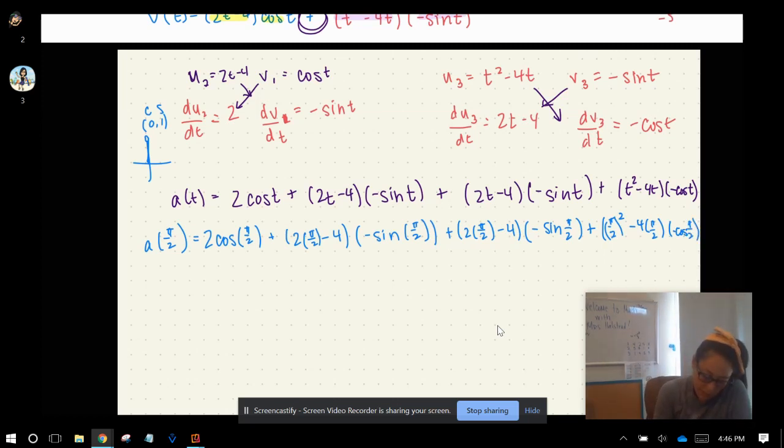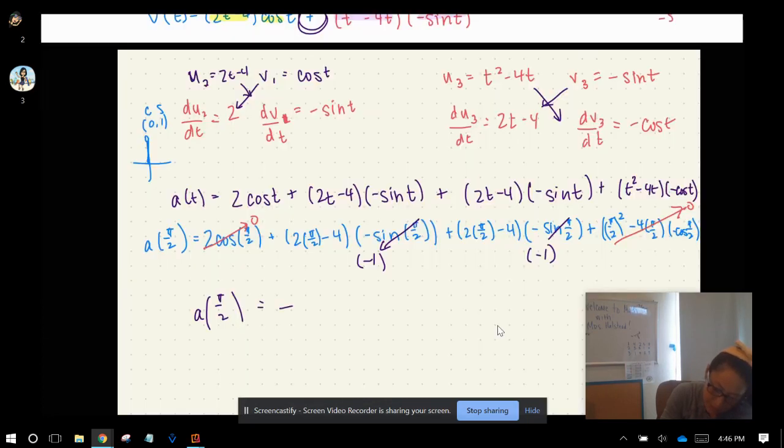Okay, so anything with a cosine of pi over 2 cancels to become a 0, so these two factors cancel. Woo! Okay, and then anything with a sine of pi over 2 becomes a 1, so this is actually times negative 1. It's actually times negative 1. Okay, so I get the acceleration at pi over 2 is equal to negative, my 2's cancel, pi minus 4, and then my negative times, again, my 2's cancel, giving me pi minus 4.